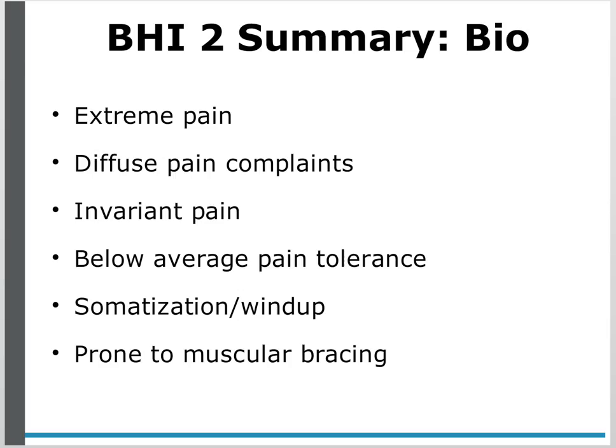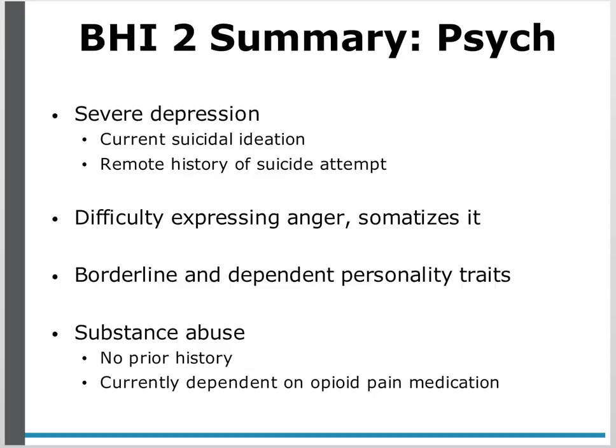Let's review what we've learned. The patient reports extreme pain with diffuse pain complaints. It's invariant, below average pain tolerance, signs of somatization and wind-up, and she's prone to muscular bracing. She's reporting severe depression with current suicidal ideation and a remote history of a suicide attempt. She has difficulty expressing anger and is prone to somatizing it.